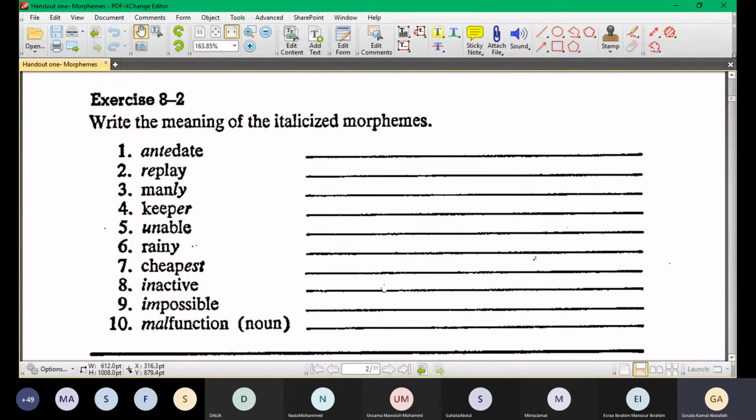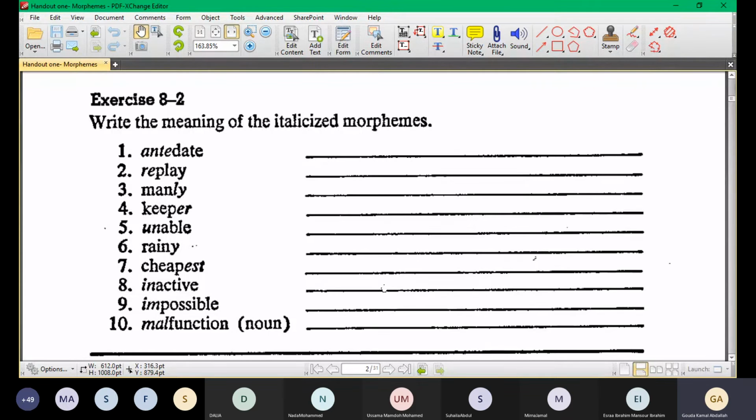Okay, let's go back to exercise 8.2. Write the meaning of the italicized morpheme. Who would like to answer number 1? Antedate. Ante means before. Before, well done. Okay, as an assignment, you can look for other English words that have the ante. We have, for example, antenatal, before birth. If something is happening to the woman before delivering the baby, this would be antenatal or ante-delivery.